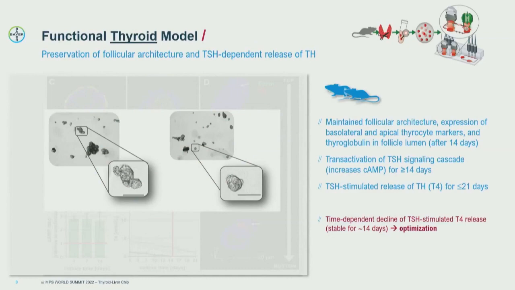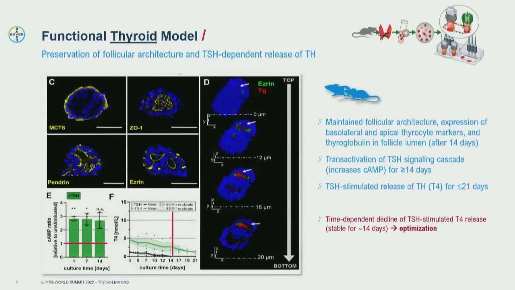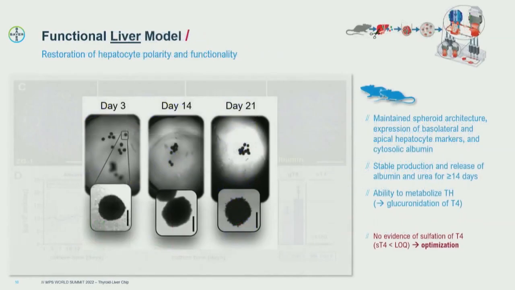Let's start with the rat thyroid model. We isolated the follicles from fresh tissue, and we embedded the follicles into collagen and placed them into the chip. And we could nicely maintain the follicular architecture with the right polarity over at least 14 days. And upon stimulation with TSH, we could observe an increase in the second messenger cAMP, and we could also see a quite nice stimulation of the release of thyroid hormones. But you can also see that there was a slight decline over time.